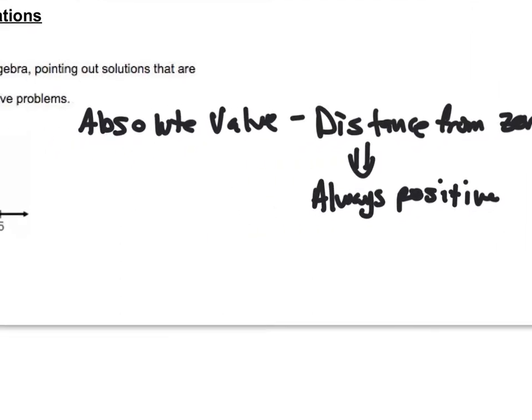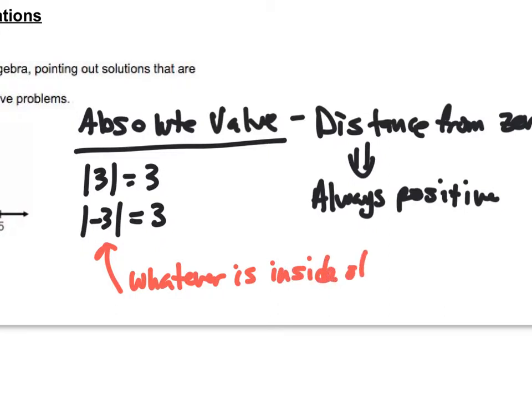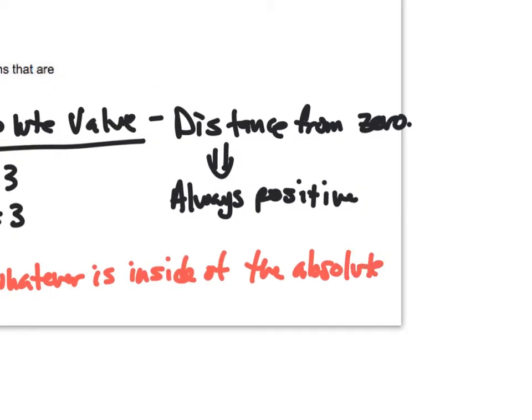But when I think about absolute value, I think about whatever is inside the absolute value symbol. For an example, the absolute value of 3 would be 3. The distance from 3 to 0 would be 3. What about the absolute value of -3? This is going to be 3. So what I know about this is that whatever is inside of the absolute value, we make positive.